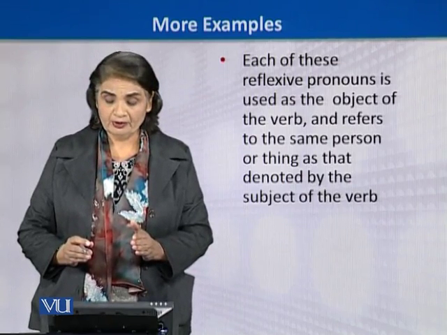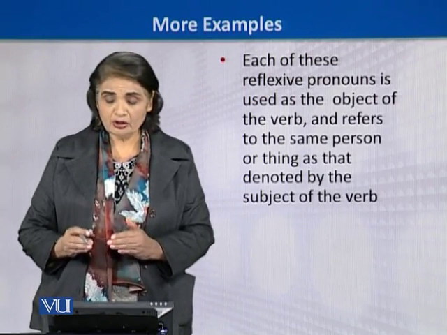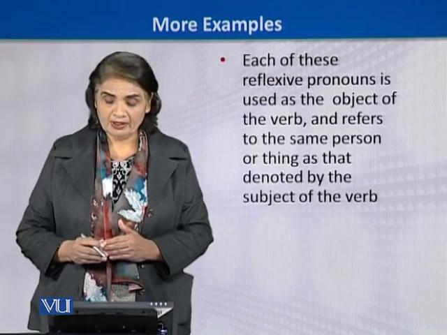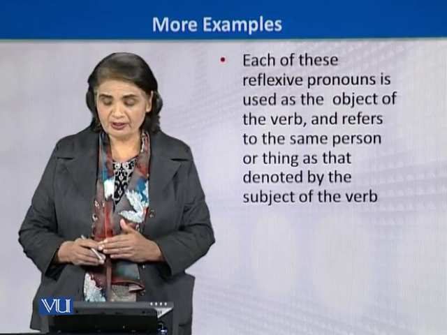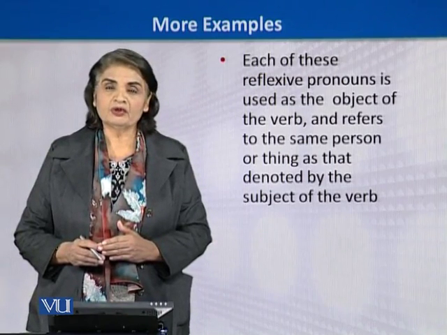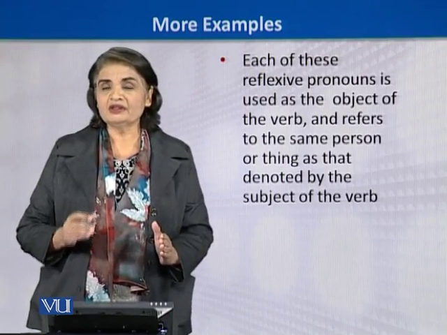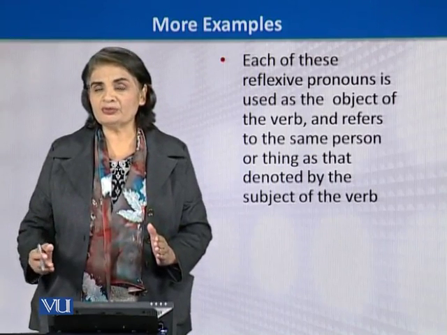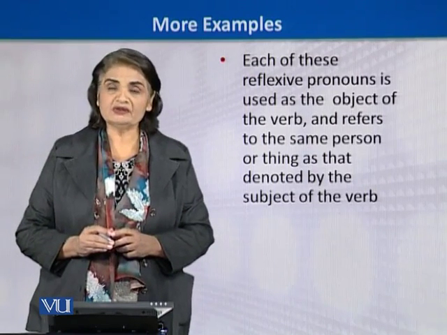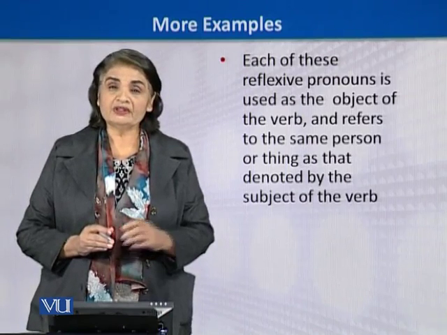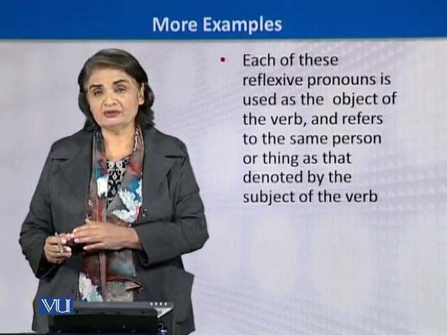reflexive pronoun. Each of these reflexive pronouns is used as the object of the verb and refers to the same person or thing as that denoted by the subject of the verb. So when you are analyzing the sentence, you see there is a subject, there is a verb, and there is an object. This is the basic structure of a sentence which we consider in English language. The subject will take an action on the object.